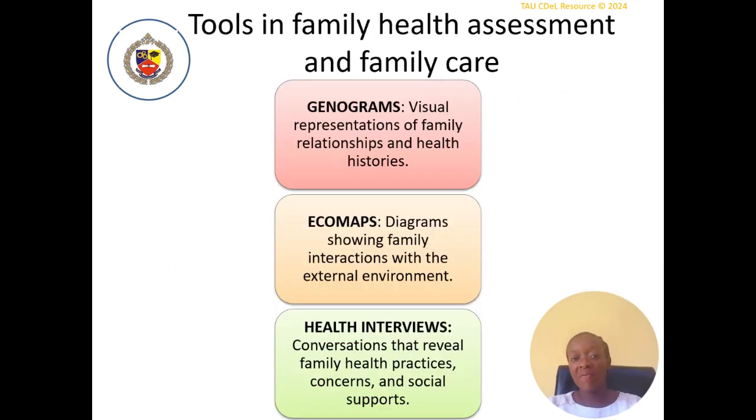Then the tools in family health assessment and family care. There are three basic tools that can be used for family health assessment. The genograms are there. These are visual representations of family relationships and health histories. Then we have the ecomaps. This is a diagram showing family interaction with the external environment.